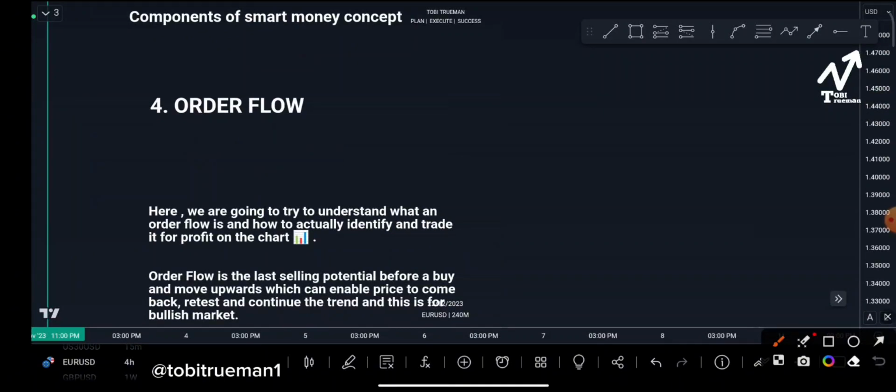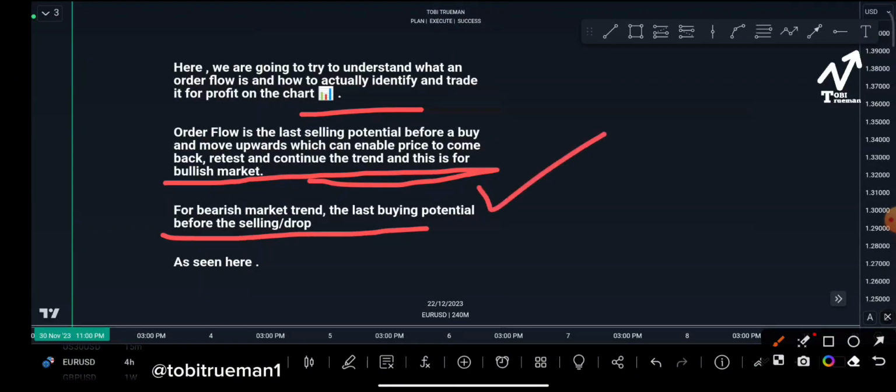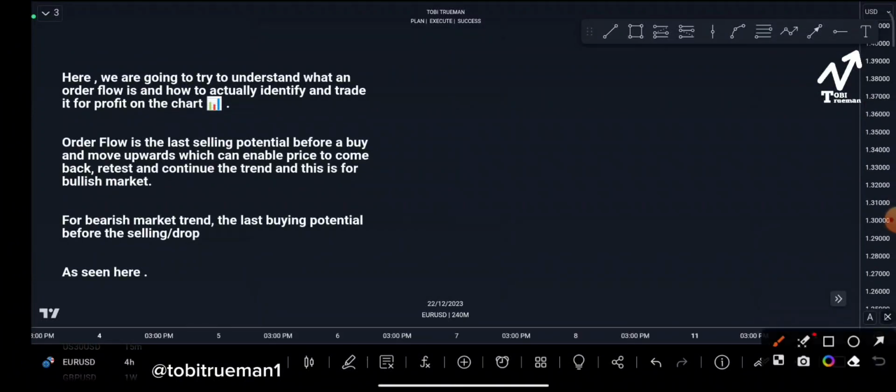Number 4, order flow. What is order flow? Here we are going to try to understand what an order flow is and how to actually identify and trade it for profit on the chart. An order flow is the last selling potential before a buy and move upwards, which can enable price to come back, retest, and continue the trend. This is for a bullish market. For a bearish market trend, it is the last buying potential before the selling or drop. As I'm going to show here, the definition may be confusing, but this is how it is.